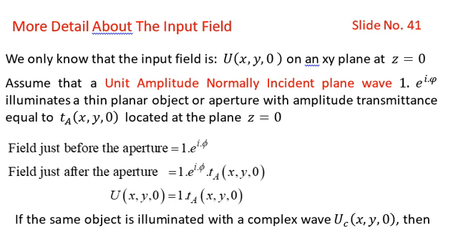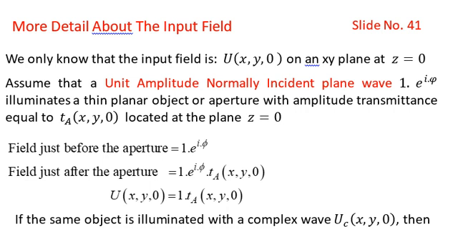So we have placed an object whose amplitude transmittance is denoted by Ta at position x comma y comma 0, and this object is illuminated by a unit amplitude plane wave, amplitude 1, and the phase factor is e to the power iota phi. So then the field just before that aperture is equal to 1 times e to the power iota phi, and the field just after that aperture or object will be equal to the field multiplied by the amplitude transmittance of the object, which is e to the power iota phi multiplied by Ta at x comma y comma 0.